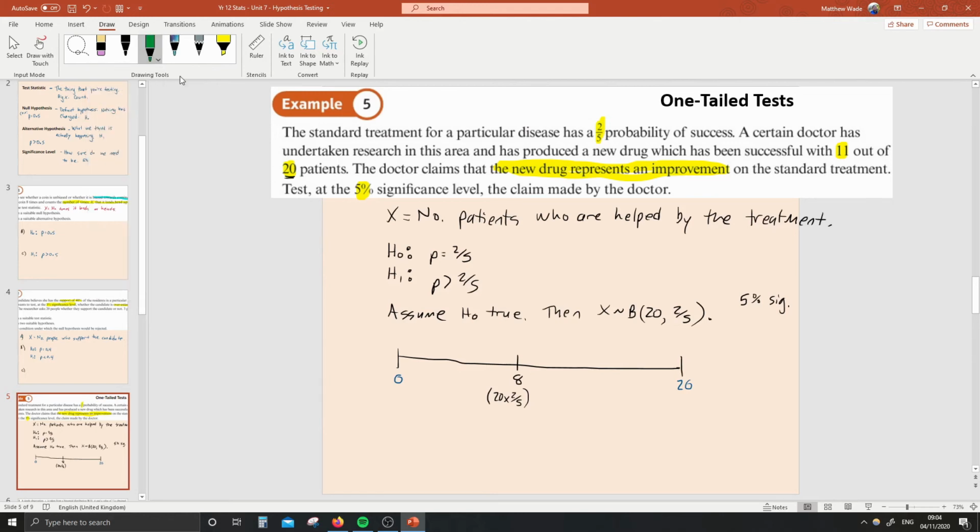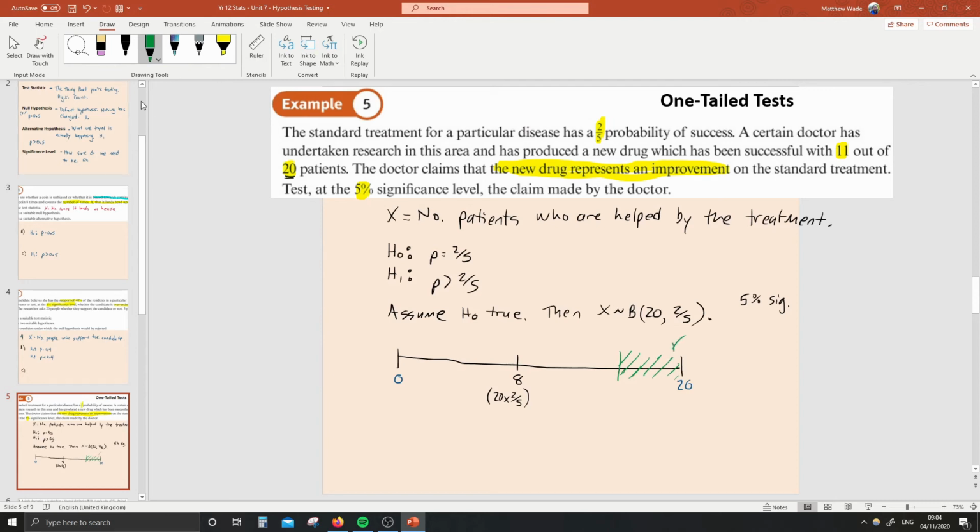It wants to be tested at the 5% significance level, and we're testing that the probability is greater than 2/5. So we think that it's more than 8 that's going to come up, and here we go. What you do is draw a little green line, or a different colored line if you can, and gently hash it in like that. Don't color it because we're going to be drawing underneath it, but a bit like that. So just a little green line.